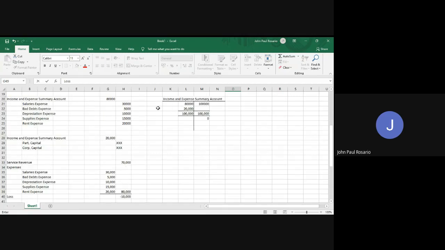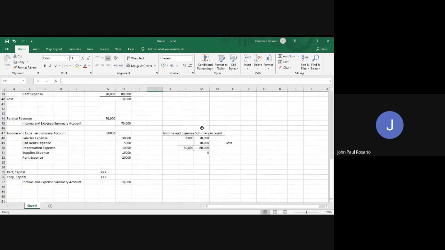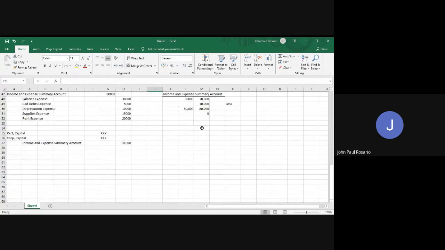And with our entry for our gain, the income and expense summary account becomes 0. It is called a temporary account. At the end of the period, it becomes zero. With that in mind, we can now go to partnership profit sharing. But before we go there, there are instances, guys.